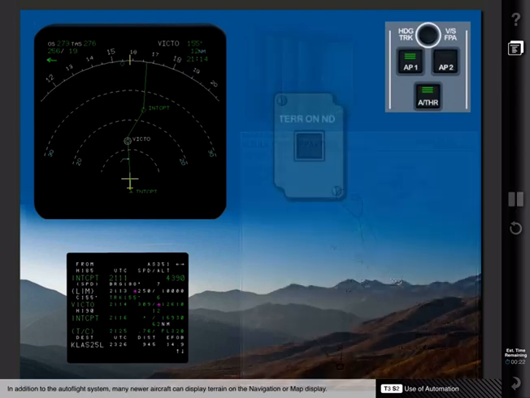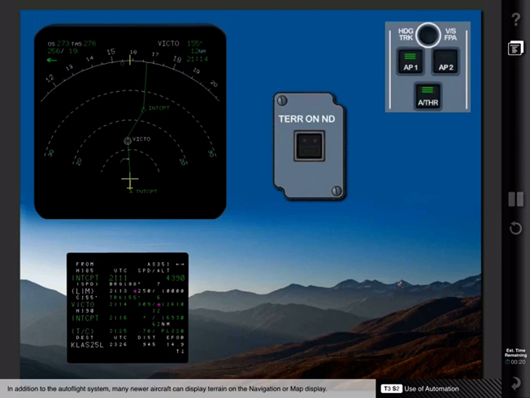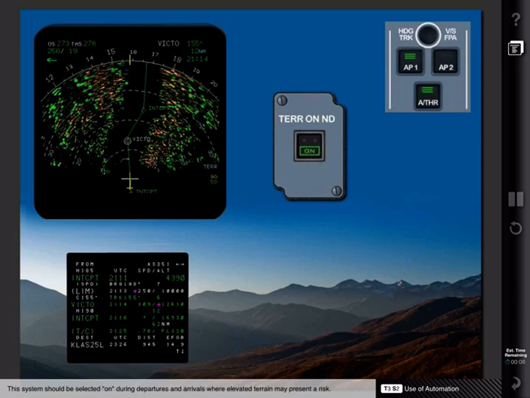In addition to the autoflight system, many newer aircraft can display terrain on the navigation or map display. This function uses GPS position data and a terrain database to display terrain and obstacles. This system should be selected on during departures and arrivals where elevated terrain may present a risk.